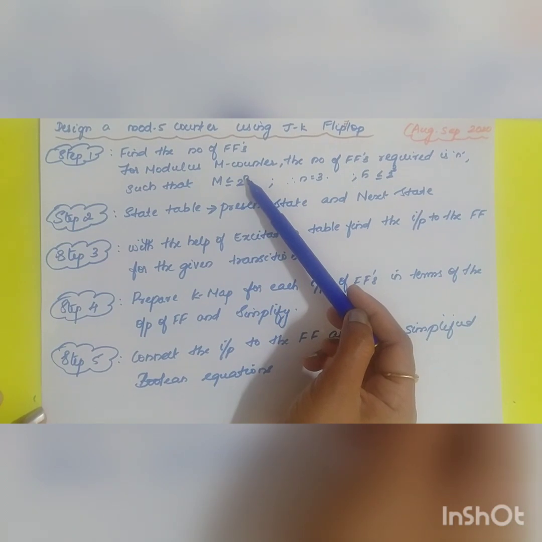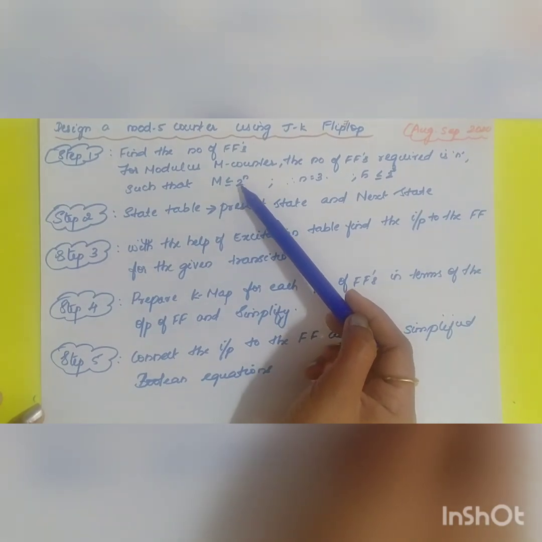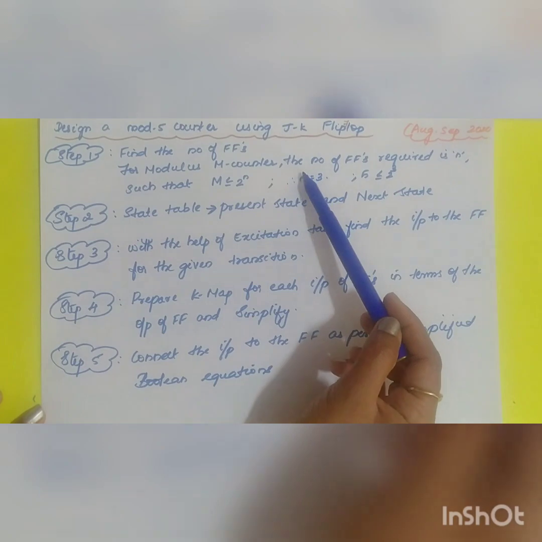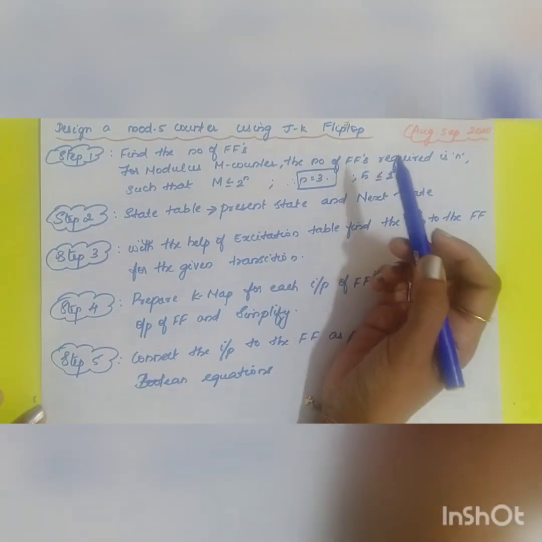What will be the value for n? n will be equal to 3. If n is equal to 2, 2 power 2 is 4, right? So 5 is not less than or equal to 4. So the next option is n is equal to 3. So you have now found out the number of flip-flops. The number of flip-flops will be 3.